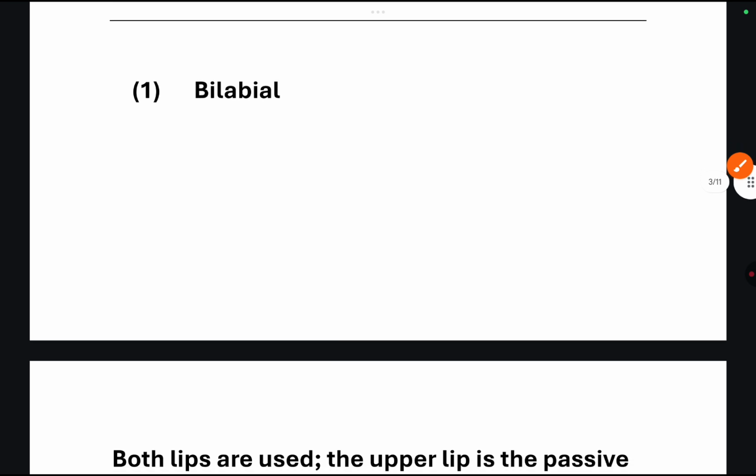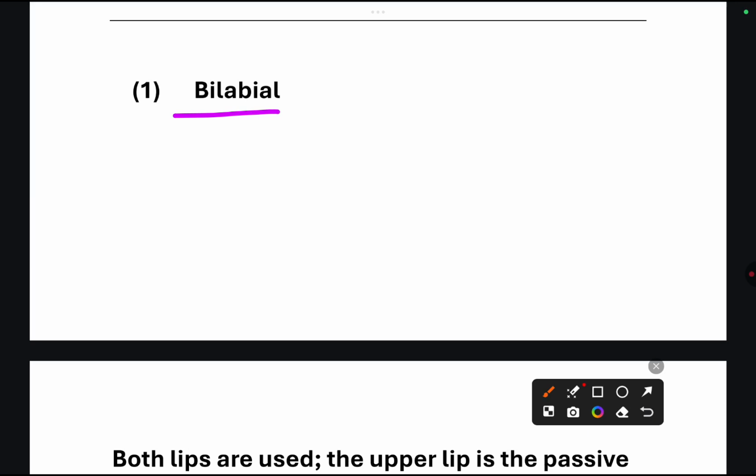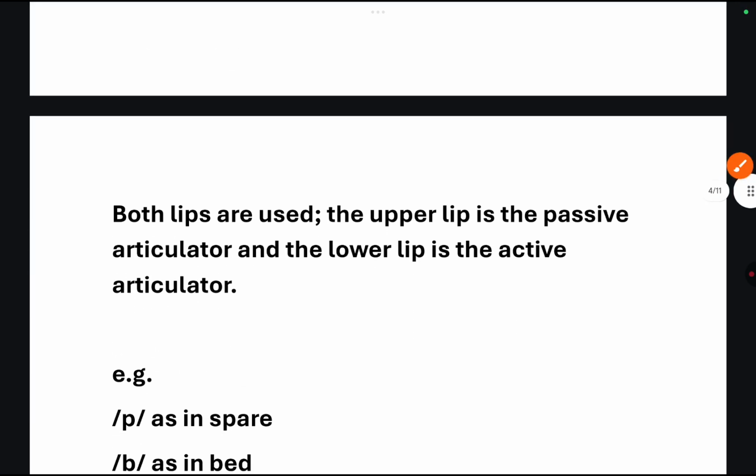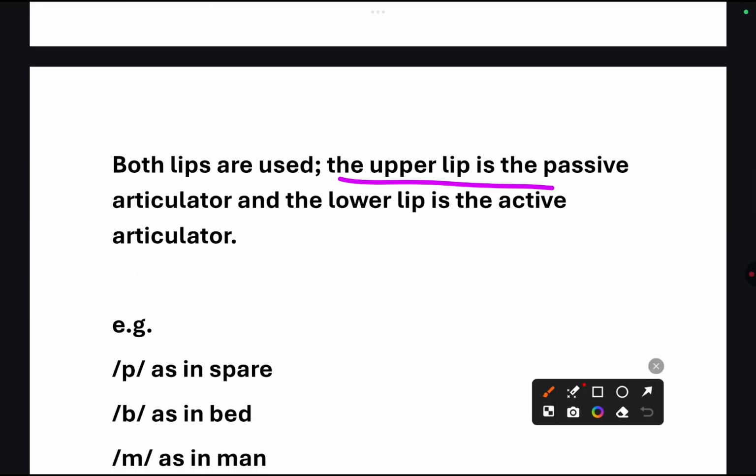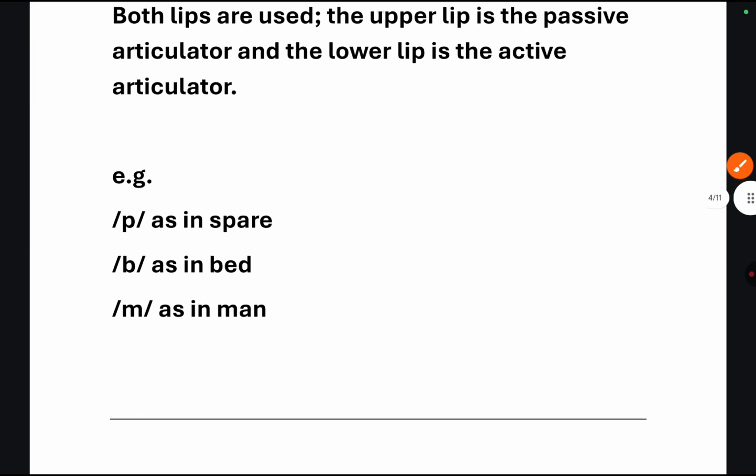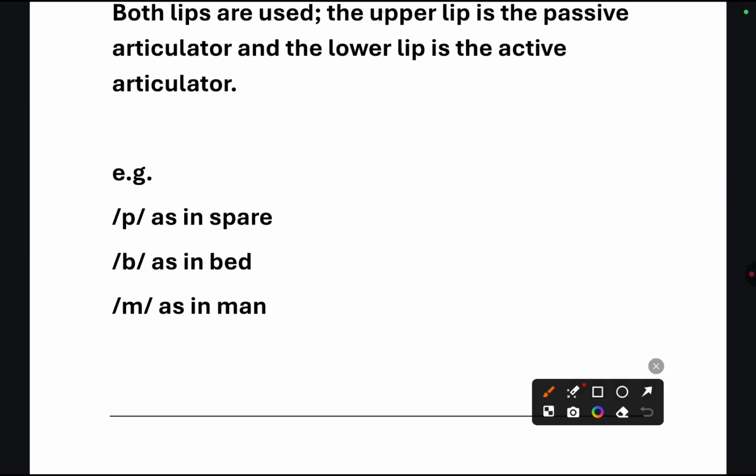For example, bilabial consonant sounds. What is the meaning of bilabial? Bi means two, labial means lips. So there will be the involvement of two lips. Both the lips are used. Upper lip will be the passive articulator and the lower lip will be the active articulator. The sounds you can see here, you can pronounce these sounds on your side also. Spear: remember the sound pa in spear, both lips are involved in the production of this sound. Pronounce from your side, you will come to know. Bad, the sound ba. Man, both the lips are involved. Pronounce from your side also.